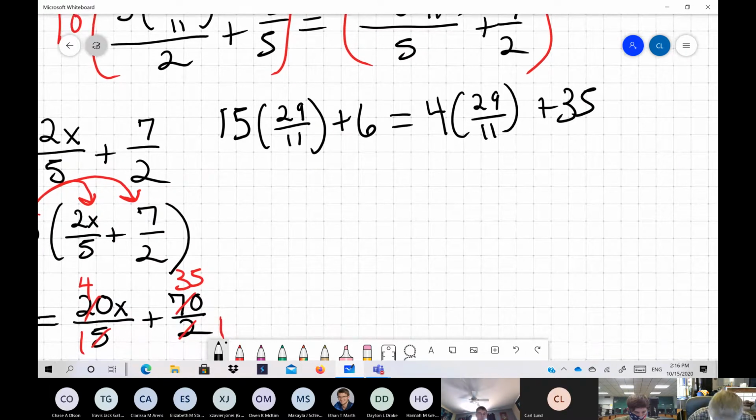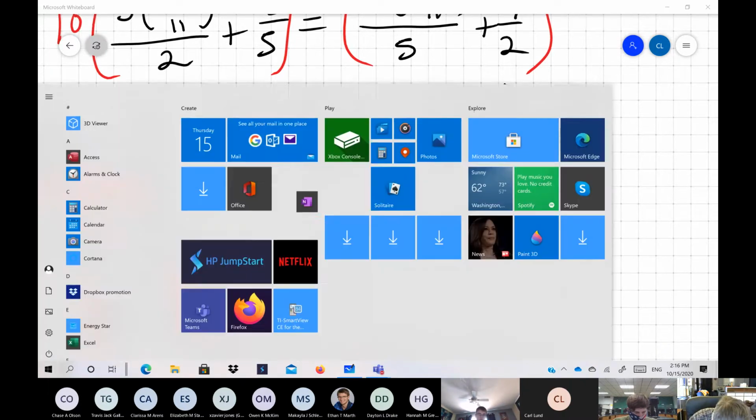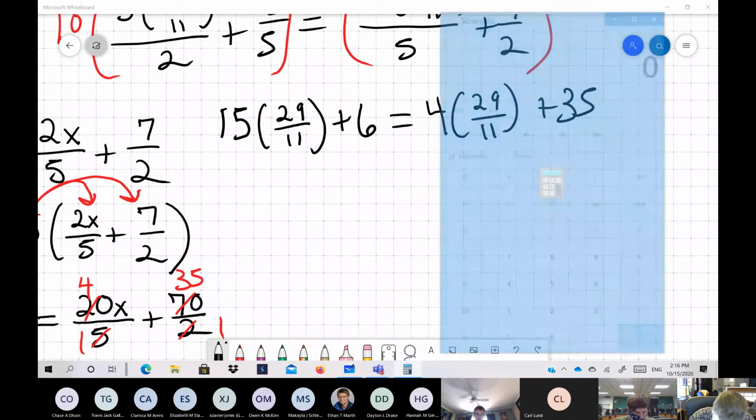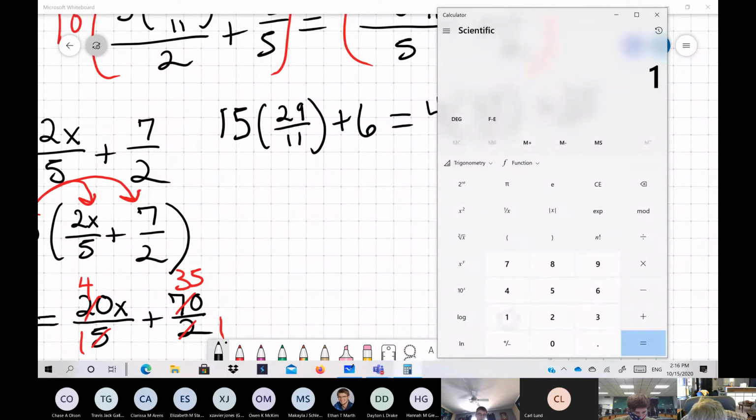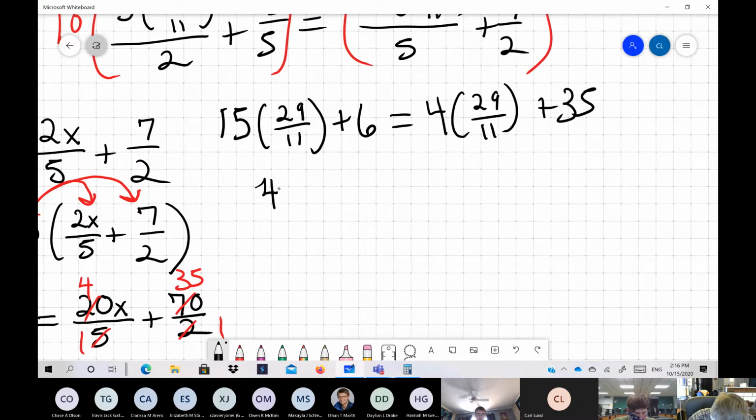So I'm still going to need my calculator. It'll be a little bit better. I won't have to deal with complex fractions, which I really don't want to talk about, other than in college algebra. So 15 times 29 is 435.